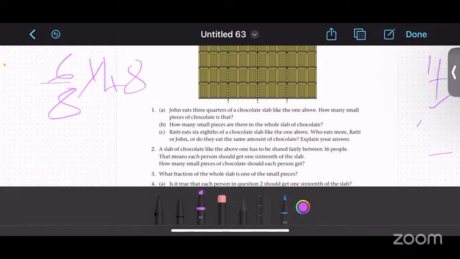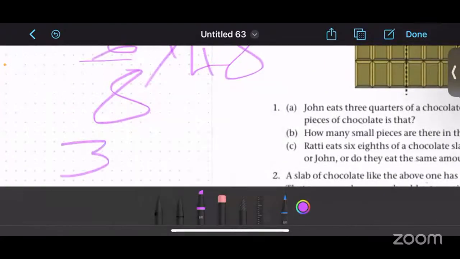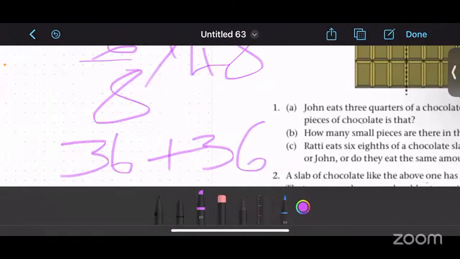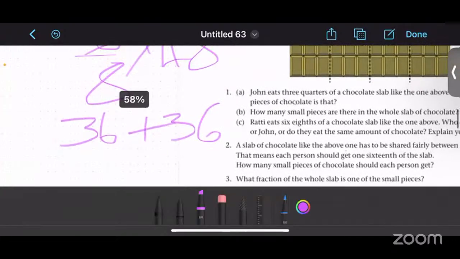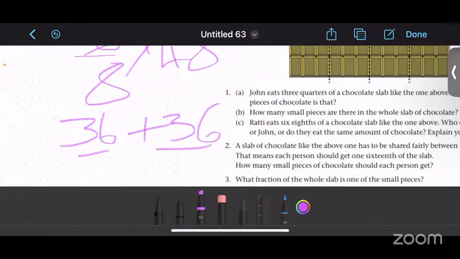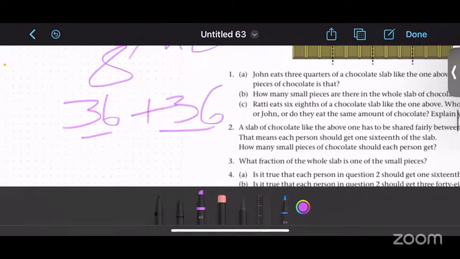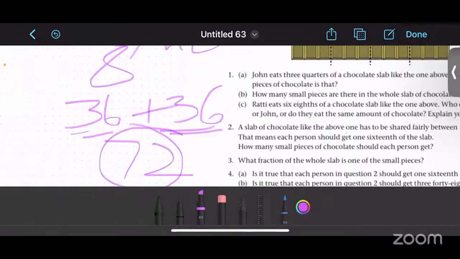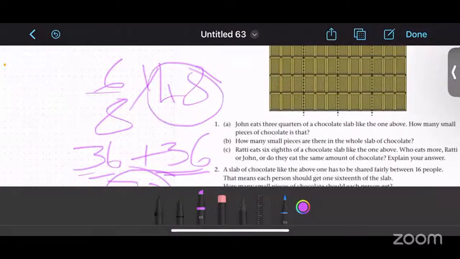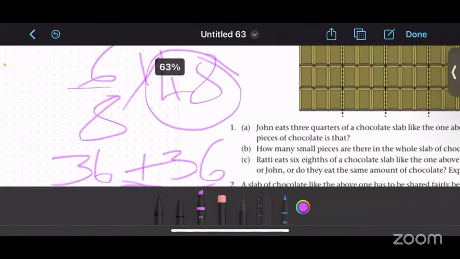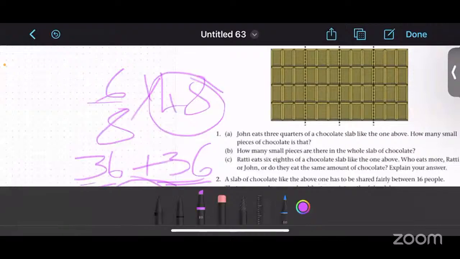So you're saying both of them ate 36. So that means we are having 36 plus 36. So you're saying the pieces over here is 36 plus 36, because you're saying both of them ate 36, which is going to be 72. Is 72 equal to 48? Oh, ma'am, they have to be the same as the number of chocolates. Yes, because this is the total.